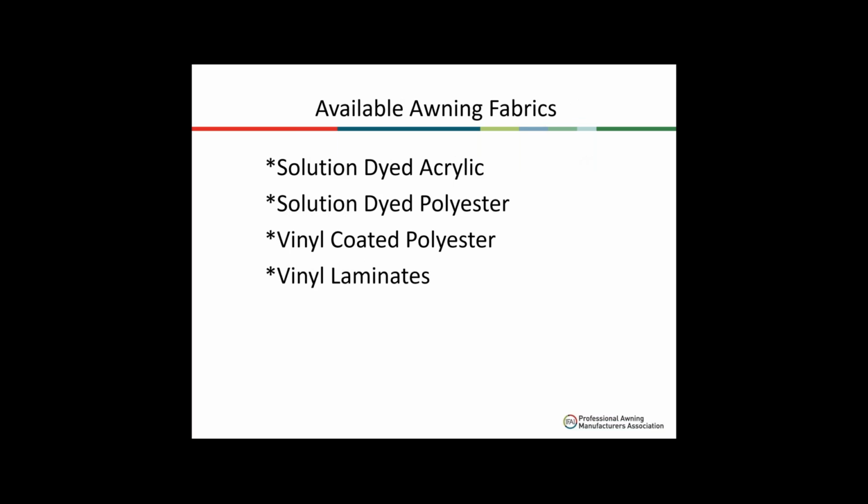Okay, I wanted to talk about basic available awning fabrics that I'm going to show you some pictures of here. And I'm not going to mention brands. So we all know the different brands out there, but solution dyed acrylic, right? We all use that a lot. Solution dyed polyester for some of the FR stuff, vinyl coated polyester, and vinyl laminates. So those are really the 4 major different fabrics we're using on awnings these days.